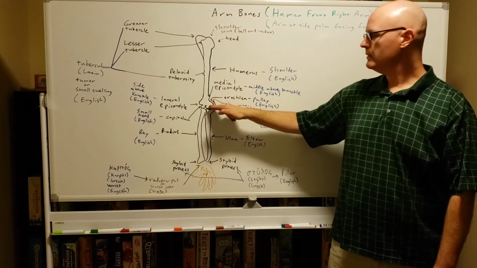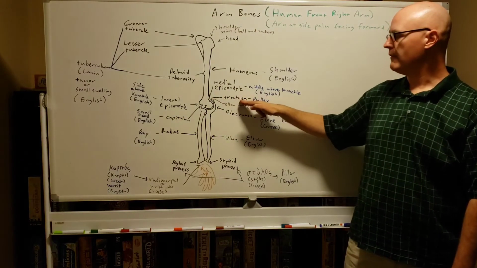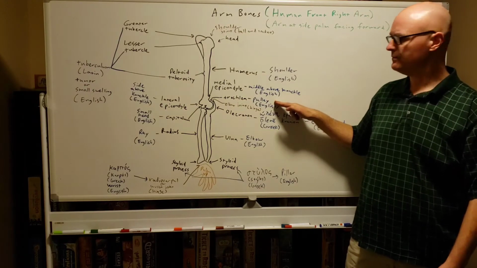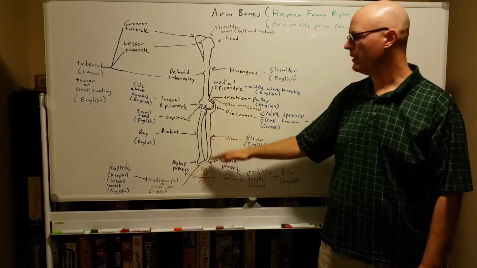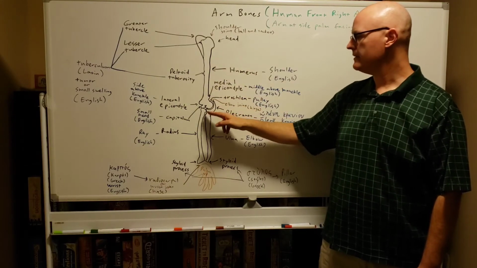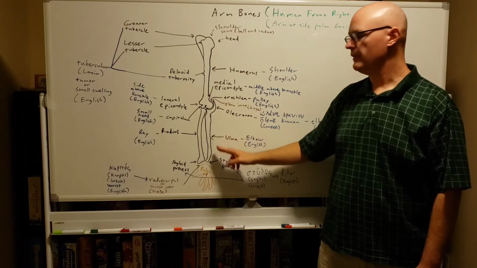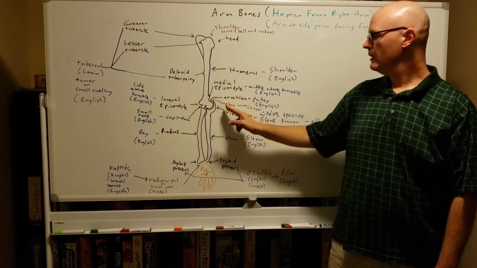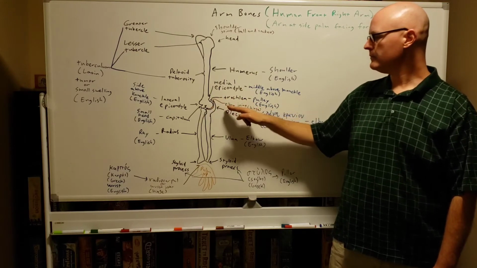The big one, the trochlea, is Latin for pulley. It's a pulley system. It makes sense because that is going to be the workhorse for this bone system, as it will fit into the elbow portion of the ulna. The elbow joint is a hinge type joint.